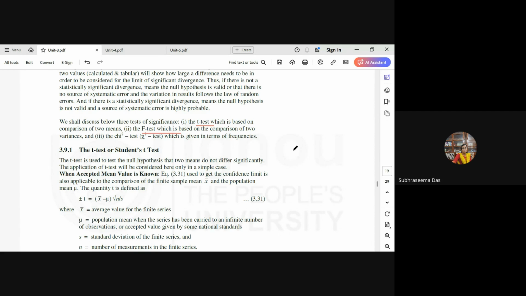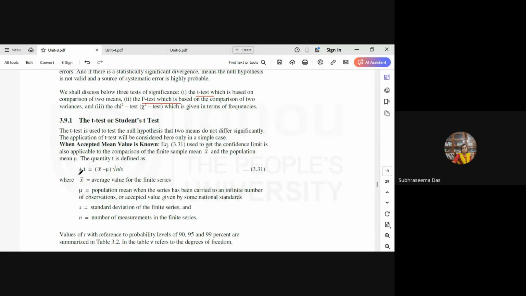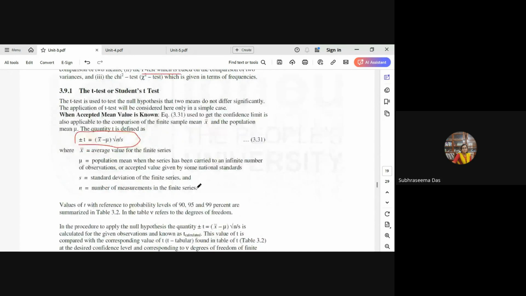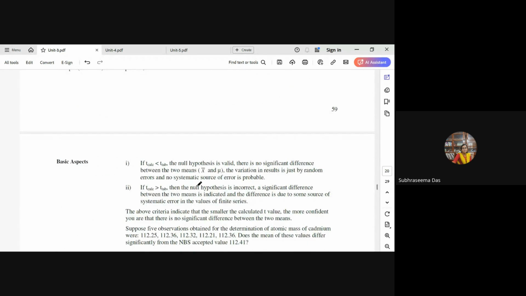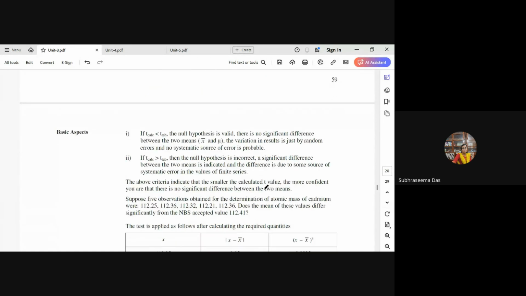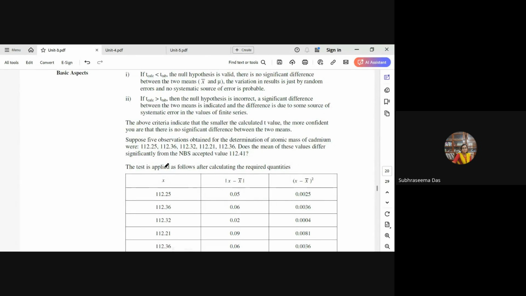Here, when an acceptable value is known, it is used to get the confidence limit and the population mean. The quantity t can be defined as plus minus t equal to x bar minus mu, times root n over s, where x bar indicates the average value, mu is the population mean, s is the standard deviation, and n is the number of observations in the series. In table 3.2 we have the values of t with probability levels 90, 95, and so on. We compare with the table and then find the significance that our data has.